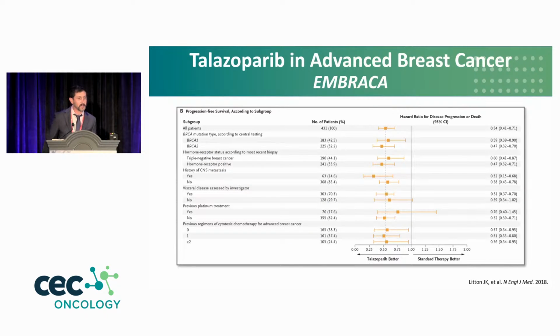So forest plots here showing that the talazoparib benefited across all of the subgroups, aside from previous platinum treatment, which crossed the line, but all the others were significant for the subgroup analyses.